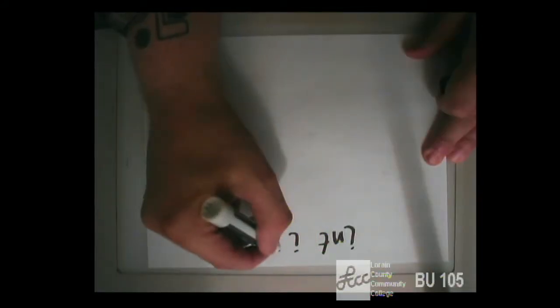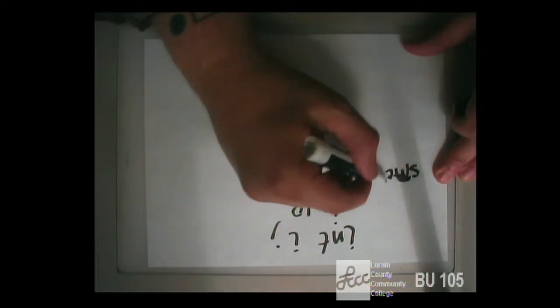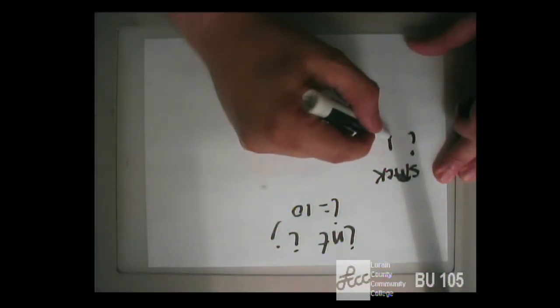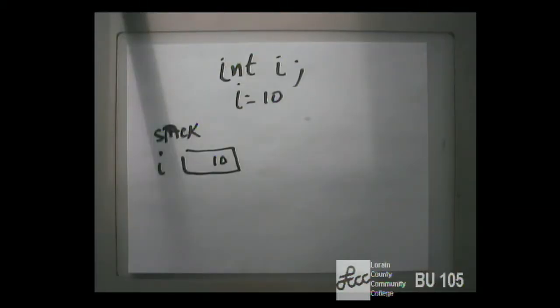So if I say int I equals 10, it's going to create, in a portion of memory called the stack, a variable, a memory location called I, and it's going to give it the value of 10. It's upside down. Are we back right again? Okay. So int I creates a storage location named I on the stack. All right? On the stack. And if I say I equals 10, that puts the number 10 in that memory location. Really straightforward. All right?